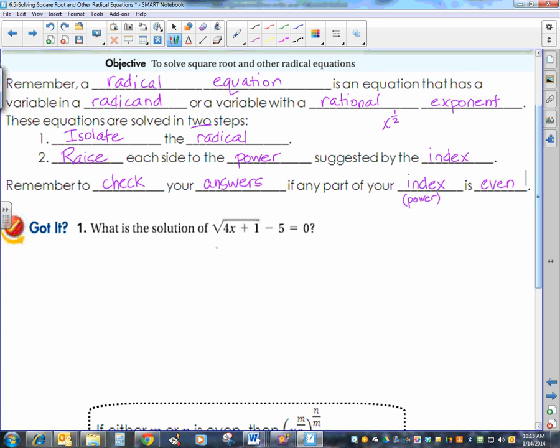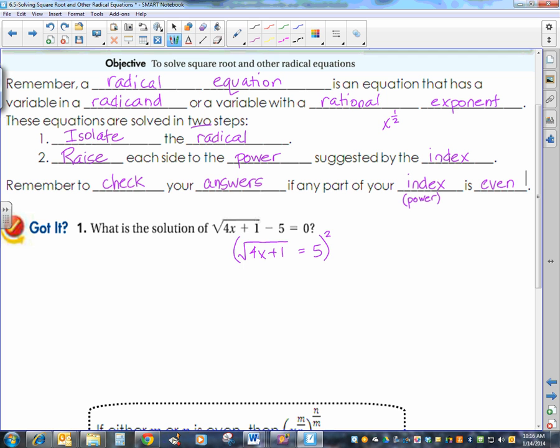First off, we have: what is the solution of the square root of 4x plus 1 minus 5 equal to 0? So the first thing we want to do is isolate that radical. So that means I'm going to move the 5 to the other side by adding 5 to both sides of my equation. So that gives me the square root of 4x plus 1 equals 5. Okay, now raise each side to the power suggested by the index. Y'all already know this because you're used to square root, but think about the fact that this index is a 2. That's why we're raising it to the second power, because whatever that index is, that's the power that we're going to raise it to.